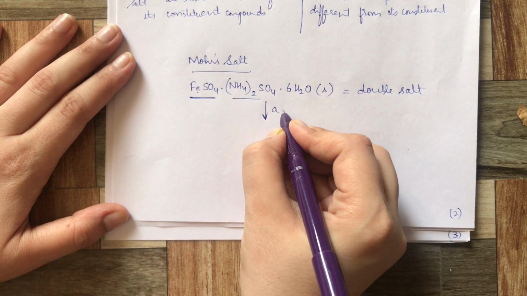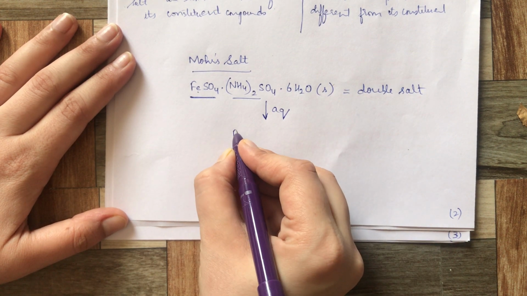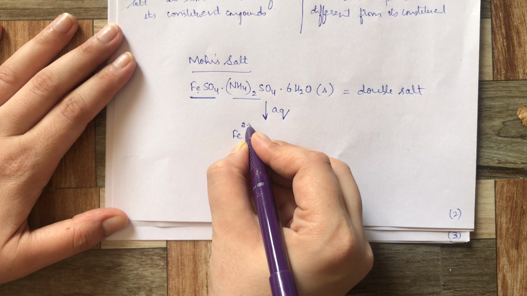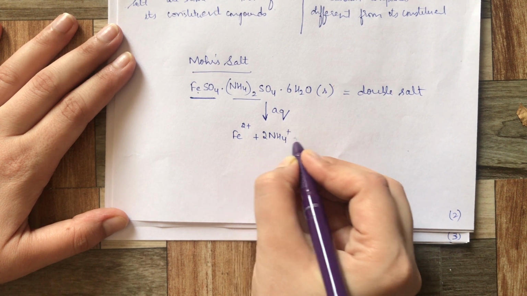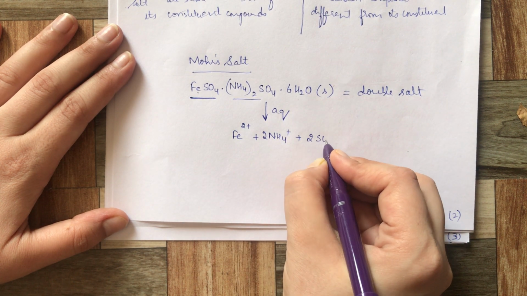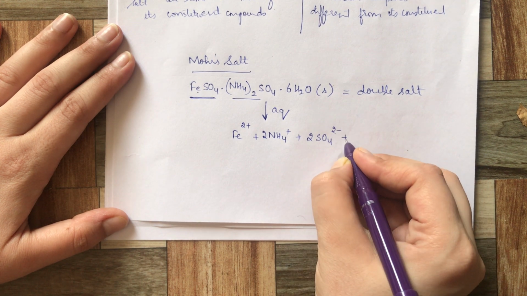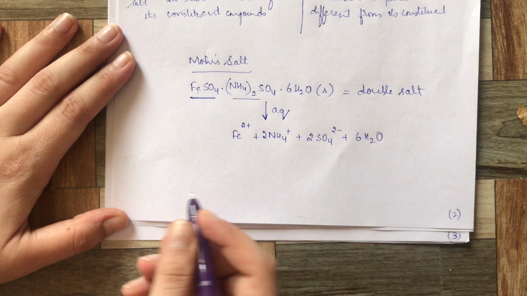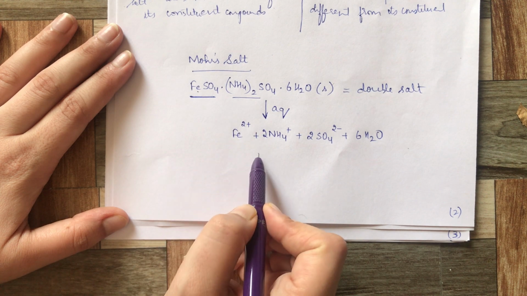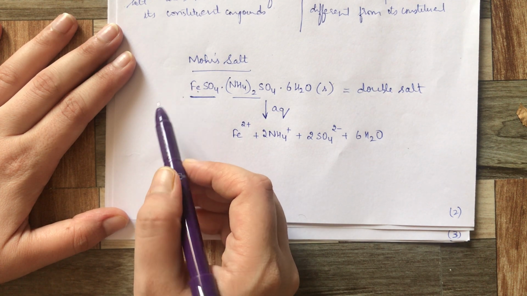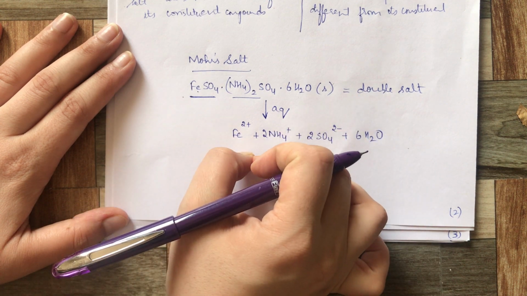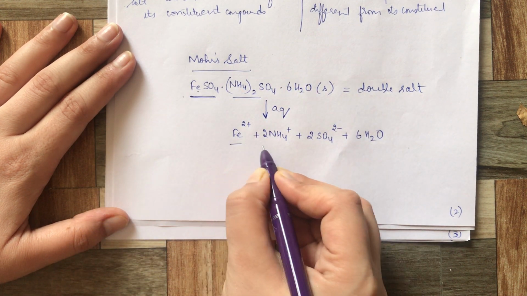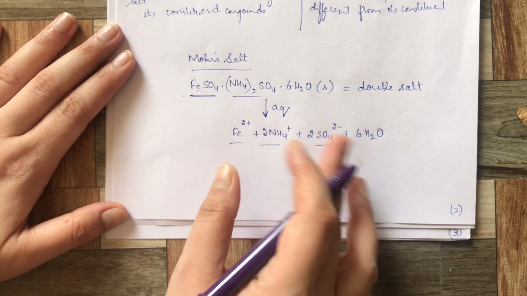But when you dissolve it in water, it dissociates into its respective ions: Fe2+, NH4+, plus SO4 2-, and water. All these ions will get ionized. The double salt will lose its identity. Mohr's salt was the combination of these, so when it dissociates into the respective ions, it loses its identity.